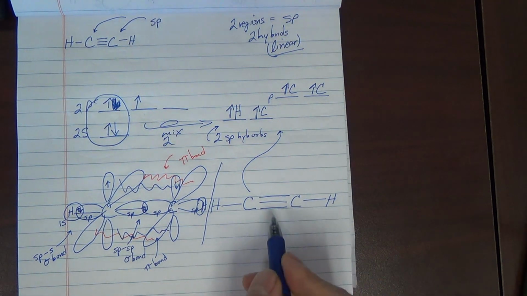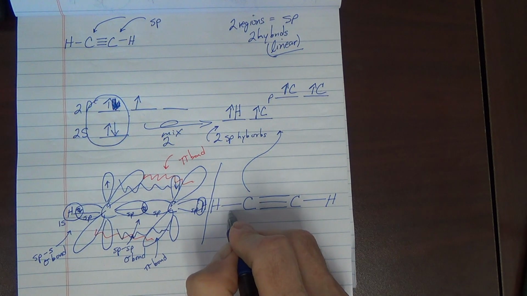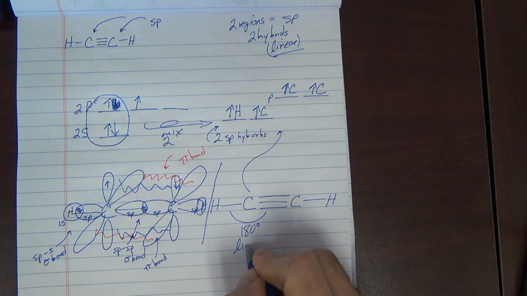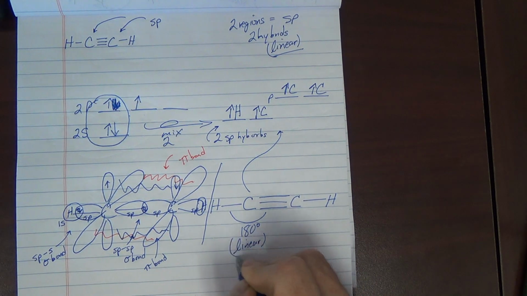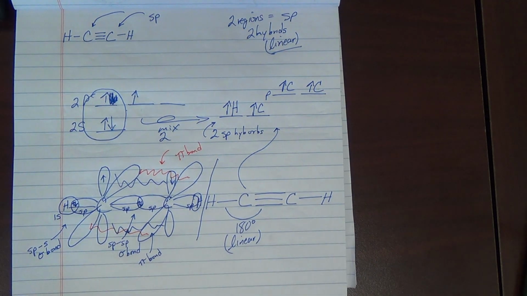Linear. All right. Hybrid set the geometry. This bond angle here is 180 degrees. Comes from a linear arrangement of the HCC. What else can we say here about the alkyne? Okay. Ethine.